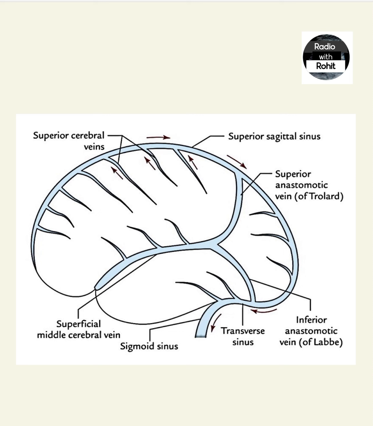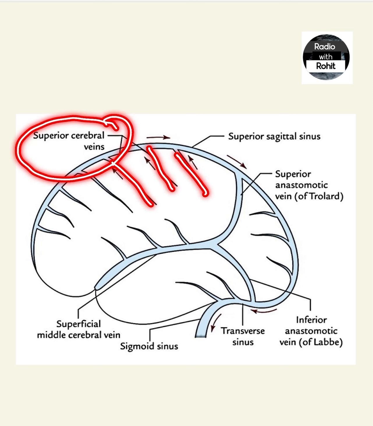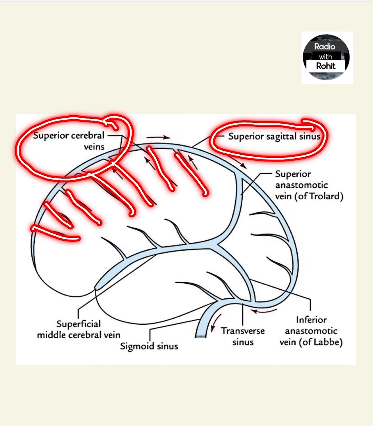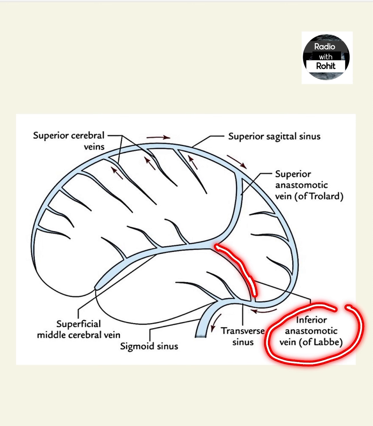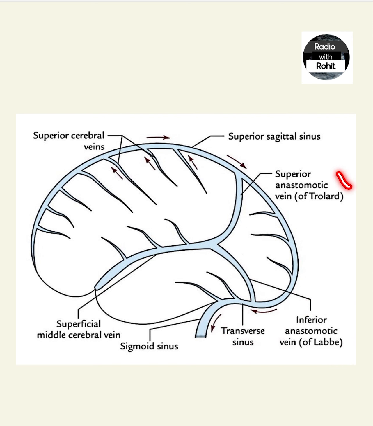Here we can see the superficial cerebral veins. These are the multiple superficial cerebral veins which are draining into the superior sagittal sinus. This is our superior anastomotic vein, or the vein of Trolard. This is the inferior anastomotic vein, or the vein of Labbe. This vein of Labbe is draining into the transverse sinus, while our vein of Trolard, or the superior anastomotic vein, is opening into the superior sagittal sinus.